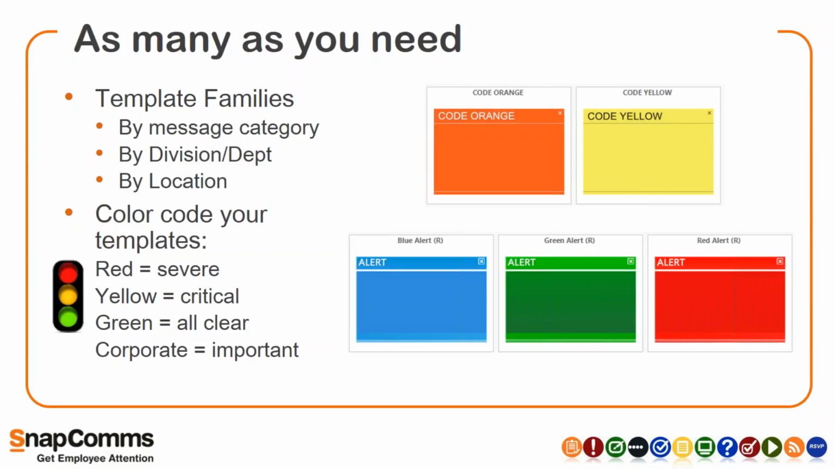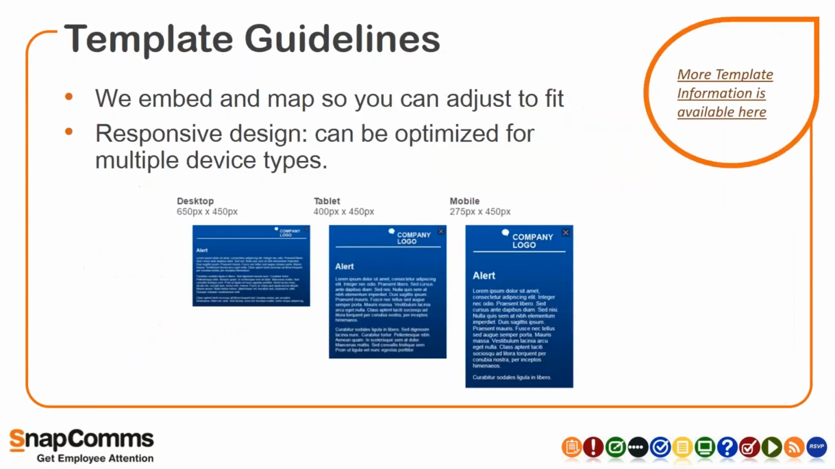We have a lot of hospitals using it for code alerts, and the color is the biggest signal there. And then outages: red for an outage, green for all clear, blue for an informational message. That kind of thing is possible too. So think about that when you set up your alerts.